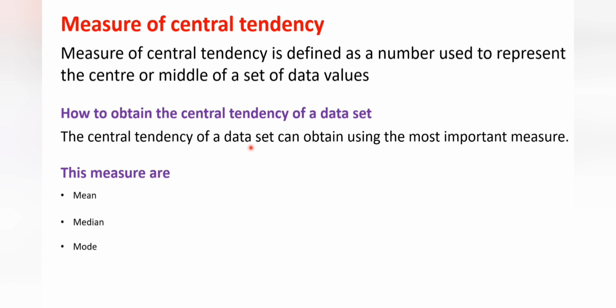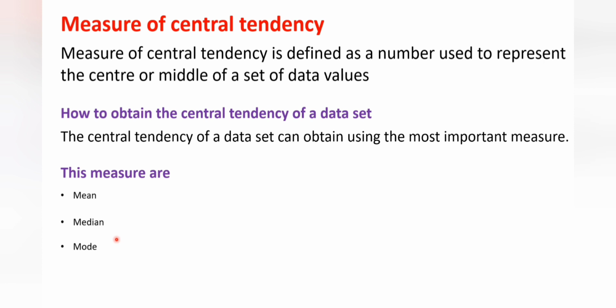The central tendency of a data can be obtained using the most important measures, which are the mean, the median, and the mode. If you followed our lesson, we have already talked about all these three measures. I told you that the mean is known as the average, while the median is the middle number when we arrange the elements in our data set in ascending order, while the mode is the most occurring value among our data set.